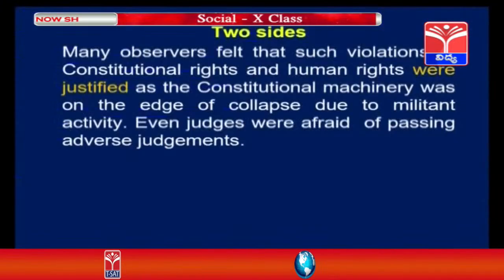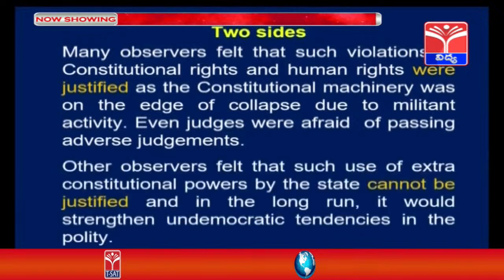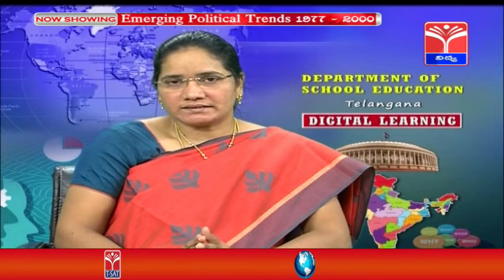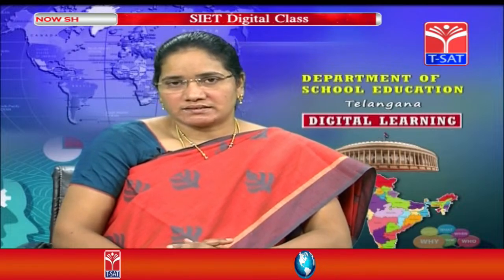See, many observers felt that such violations of constitutional rights and human rights were justified, as the constitutional machinery was on the edge of collapse due to militant activity. Even judges at that time were afraid of passing adverse judgments. But some other observers felt that such use of extra-constitutional powers by the state cannot be justified. In the long run, it would strengthen undemocratic tendencies in the polity. So children, with this we will conclude part 1, and we shall discuss more in the next session.